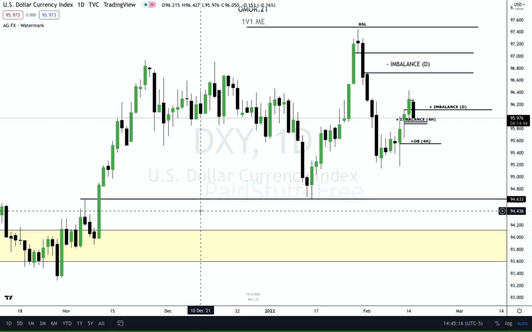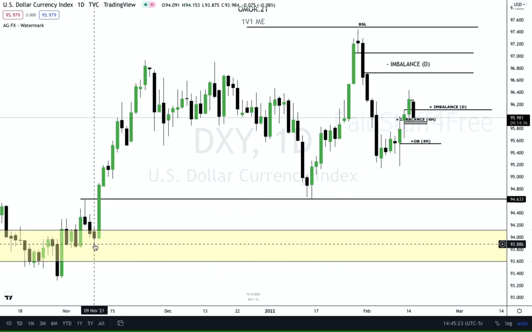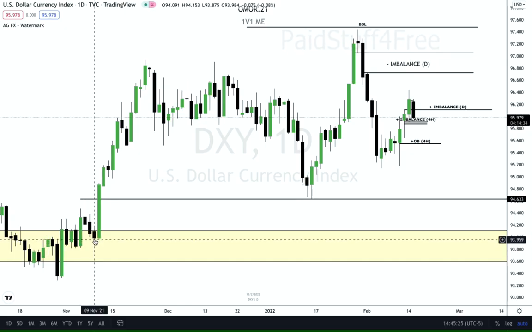That's all the market does in a nutshell. The market rebalances inefficiencies. So from here, there was only selling. From here to here, there was selling.